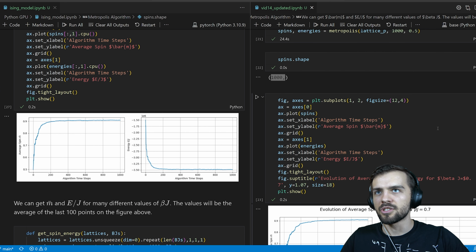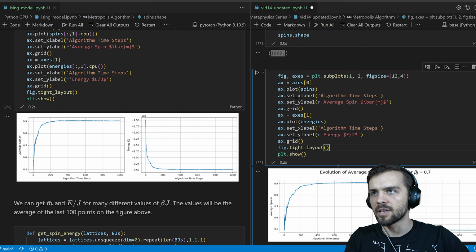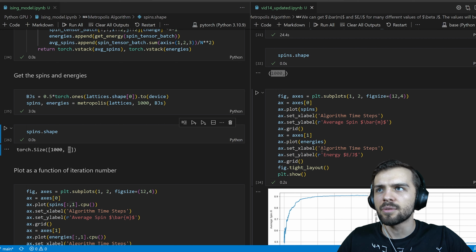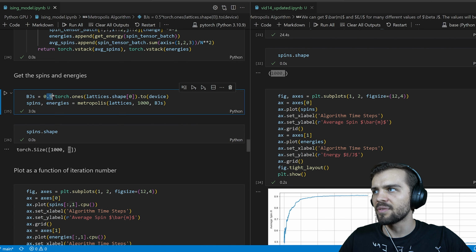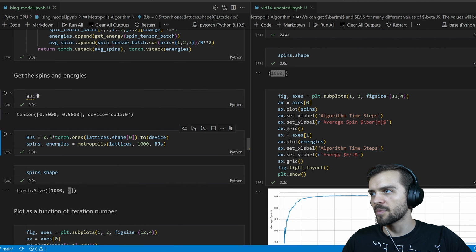I don't know why this says beta J is 0.7. I'm just going to remove the subtitle here. This is for beta J equal to 0.5 here. So here I have a tensor with two 0.5s in it. If you're confused about that before, it's just 0.5, 0.5.